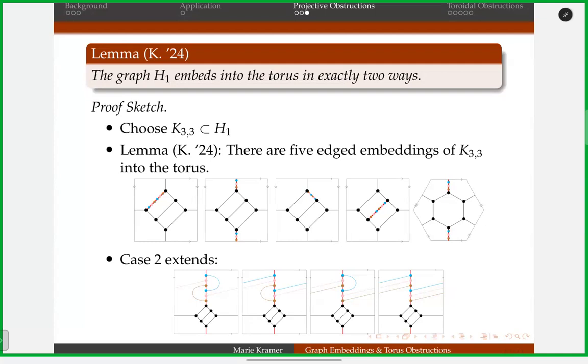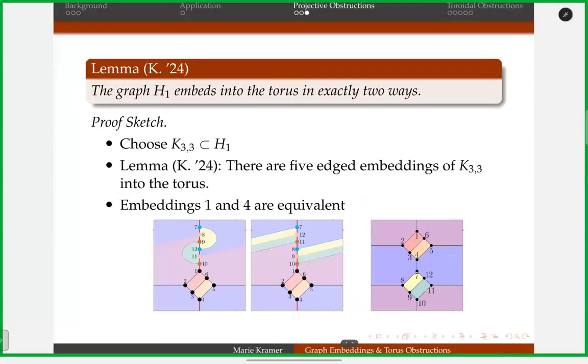And at first we get 4 pictures, but we said there's exactly 2 ways. So we better get that some of these embeddings are equivalent to each other. And it turns out that yes, they're pairwise equivalent. So the one that was on the very left and the one on the very right, they're equivalent, and they're equivalent to this nicer embedding of H1 into the torus.